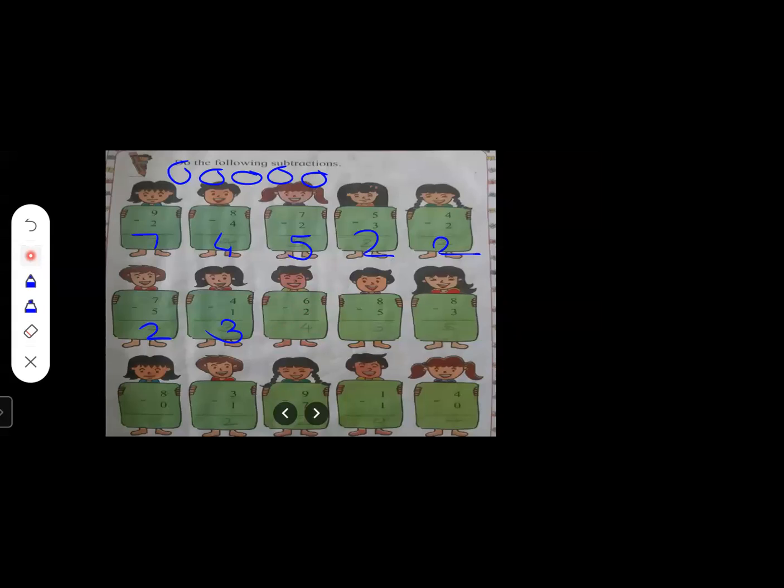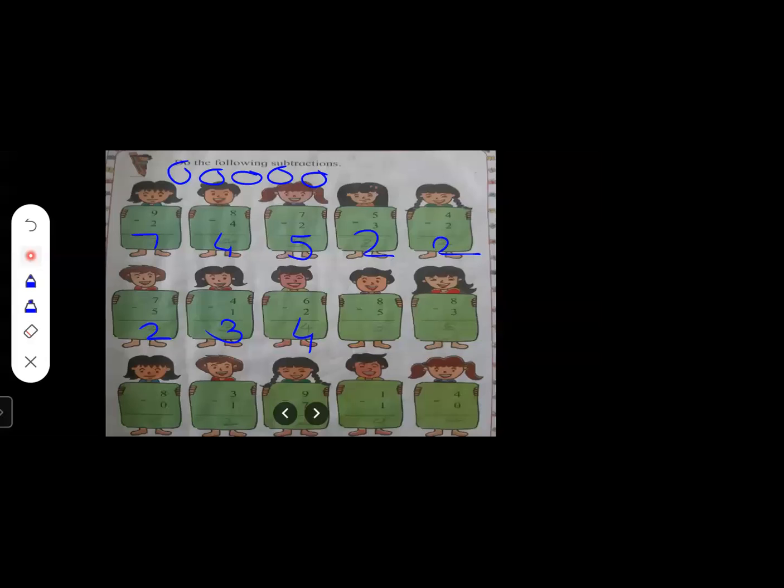Now how many fingers are remaining? 1, 2, 3, 4, right? 4 fingers. So here we will write 4. So 6 minus 2 is 4. Now over here, what is given? 8 minus 5.